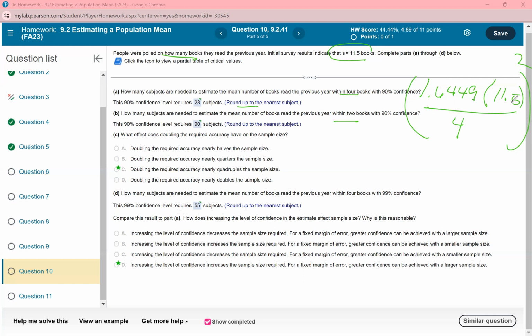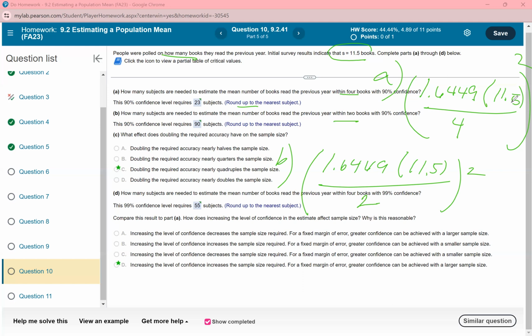For part B, we're going to do second distribution. Again, another inverse norm, but it's actually the same Z, still 90% confident. So for part B, the Z stayed the same, the standard deviation is the same, and the margin of error is within 2 books, squared. So this one was for A, this one is for B. That would be all the work you need to show.